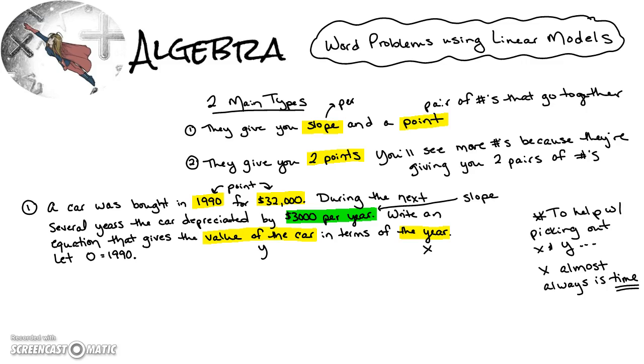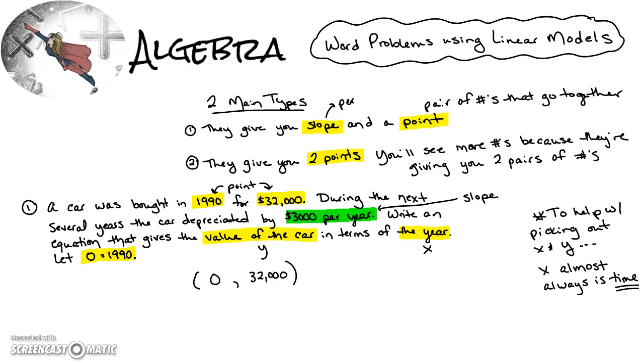So now, the point I wrote down or I highlighted first was 1990 for $32,000. I'm going to write that down as an actual point. Now, you might have noticed at the very end it said let 0 equal 1990. So that means in my point I can write 0 because that's the time, and then 32,000 because that's the value of the car.